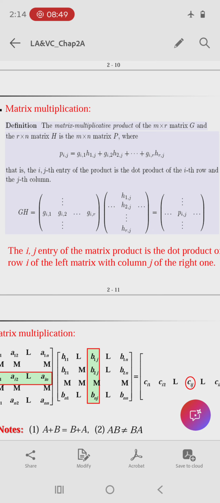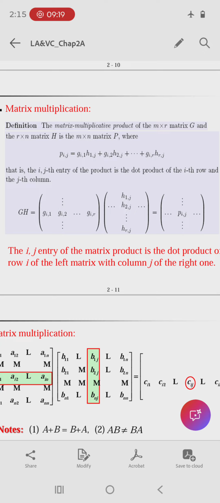Next, matrix multiplication. The matrix multiplicative product of the M by R matrix G and the R by N matrix H is the M by N matrix P, where P(i,j) equals G(i,1) H(1,j) plus G(i,2) H(2,j) plus etc. plus G(i,r) H(r,j).